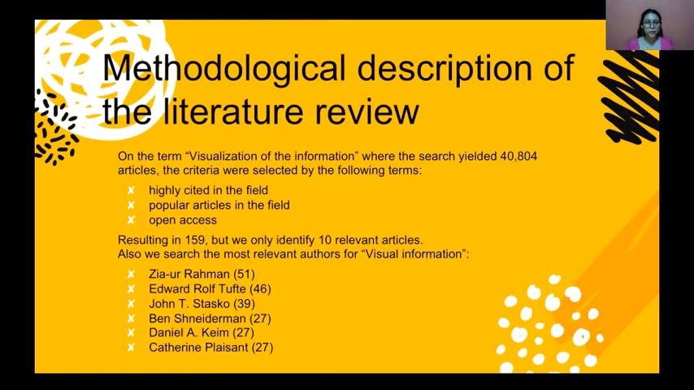Also, we searched the most relevant authors of visualization of information in the WoS. The first one was Zia-ur-Rahman with 51 articles. Then Edward Rolf Tufte, 46 articles. John T. Stasko, 39 articles. Ben Shneiderman, 27 articles. Daniel A. Keim, also with 27 articles.